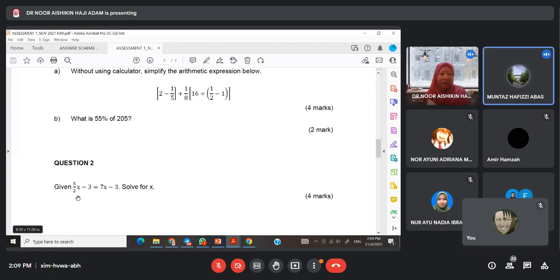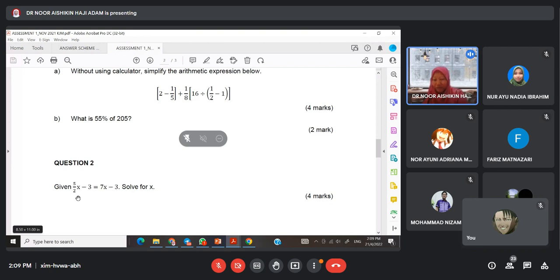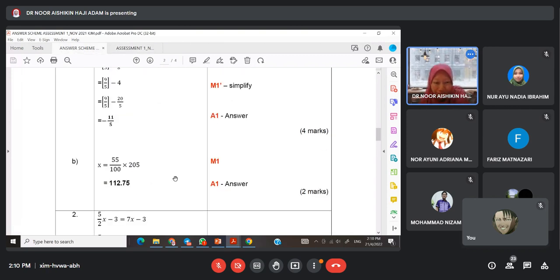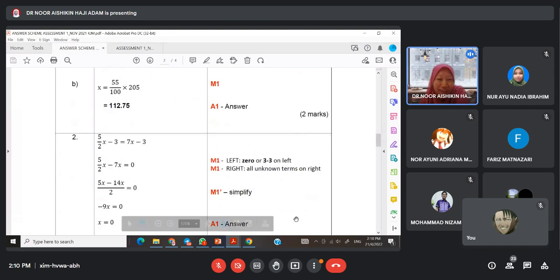What do you get for X? Class? Saya dapat kosong. You dapat X equals 0. What about? Saya pun kosong. Yeah. Sama. Kosong. Saya tak tahu. Tada! Kosong.